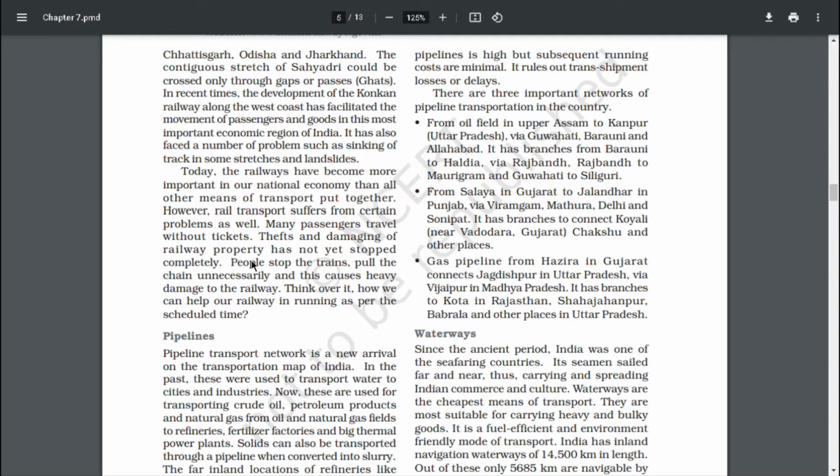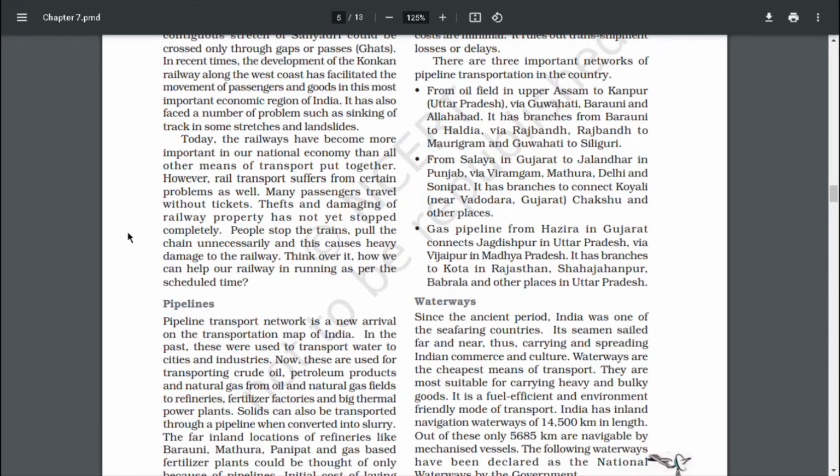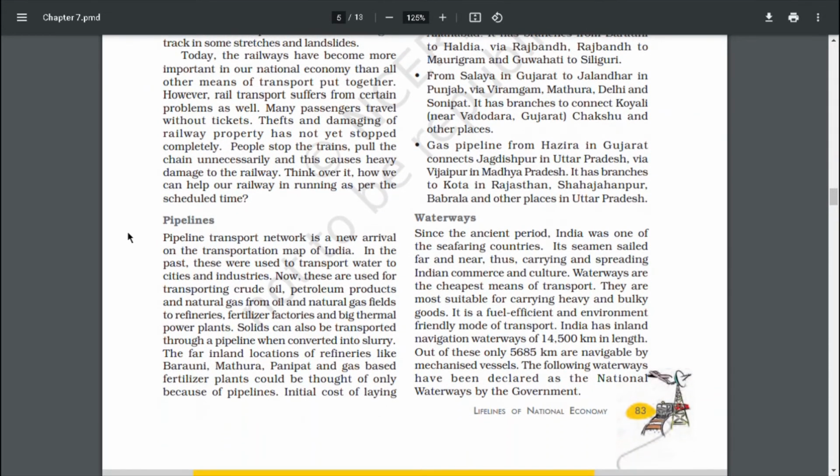However, rail transport suffers from certain problems as well. Many passengers travel without tickets. Thefts and damaging of railway property have not yet stopped completely. People stop the trains, pull the chains unnecessarily, and this causes heavy damage to the railway. Think over it: how can we help the railway in running as per the scheduled time?